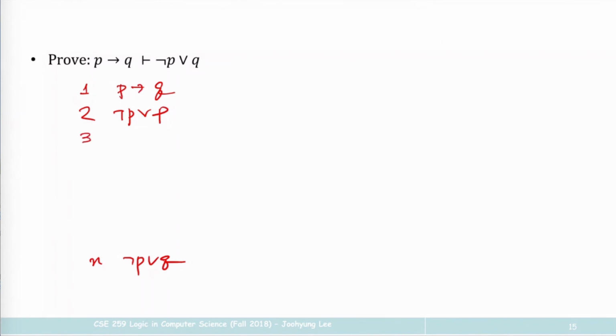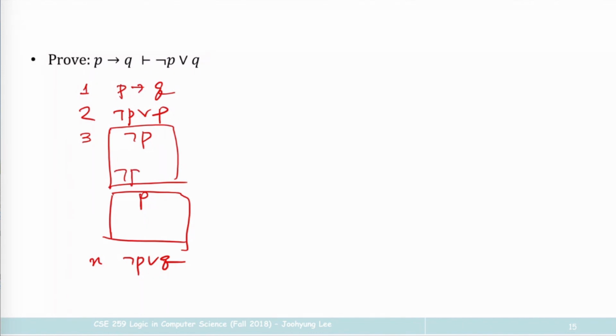What I'm going to do is, since I have a disjunction, I want to use the case split. I can have two cases, not P and P. From not P, I want to derive not P or Q. From P, I also want to derive not P or Q. Okay, are we together here? Okay, except for line 2, the other thing is actually a straightforward application of the disjunction elimination rule, right?